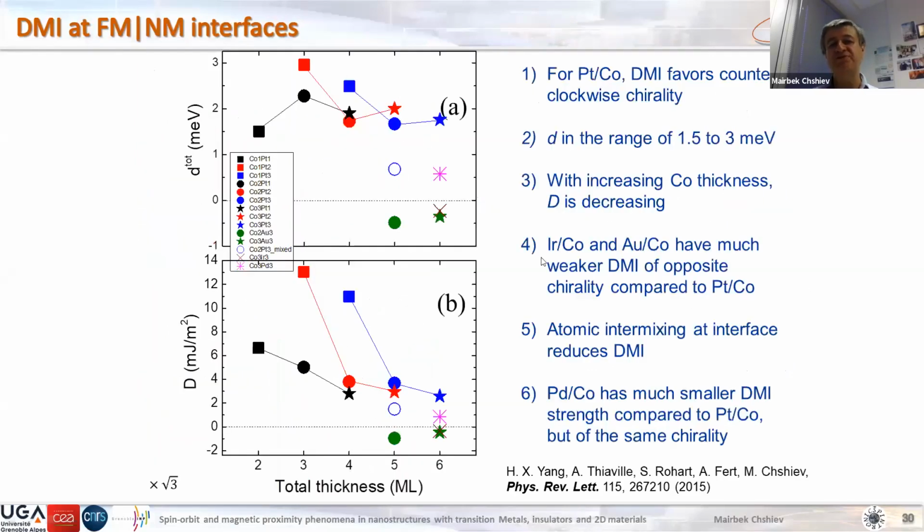First, the total DMI for several systems. Here is platinum-cobalt. Black is 1, 2, 3 cobalt on 1 platinum. Red is 1, 2, 3 cobalt on 2 platinum monolayers, and blue is 1, 2, 3 on 3 platinum monolayers. What you see very nicely is that the microscopic parameter is converging to some constant. Then we compared with other structures and with the literature, and we also calculated cobalt-palladium. For cobalt-iridium, we actually found the opposite chirality.